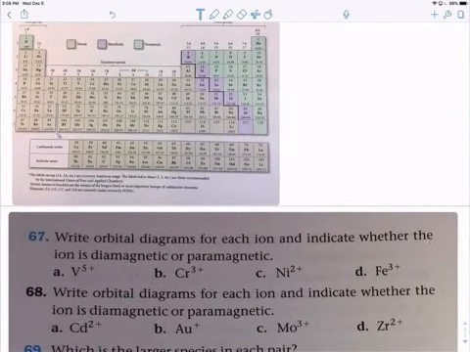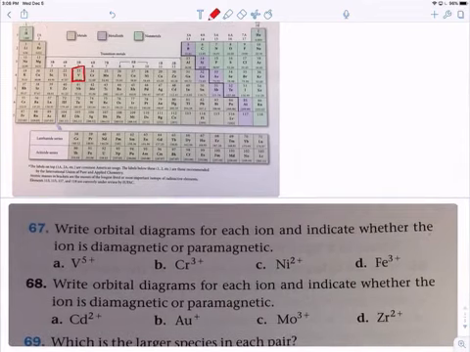So vanadium. Vanadium is here. So write orbital diagrams and indicate whether the ion is diamagnetic or paramagnetic. Diamagnetic means that everything is paired up. Paramagnetic means that there's one or more electrons that's unpaired. So, vanadium structure. Just plain old vanadium.